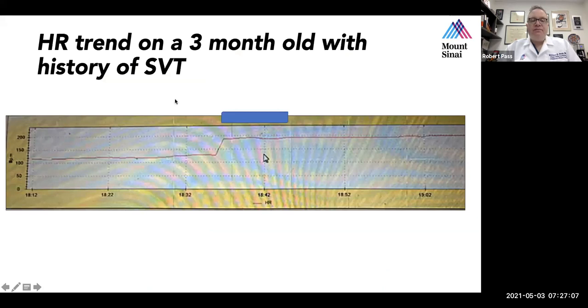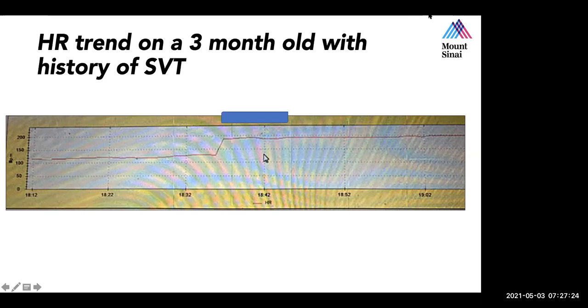All right. This is a heart rate trend on a 3-month-old with a history of SVT. So I'm going to ask Dr. David Barris what he thinks, just based on the trends, is the most likely thing that's going on here. I would say most likely a reentrant tachycardia, just because it's a rapid increase as opposed to a warm up. But that way we'd see with an automaticity tachycardia.